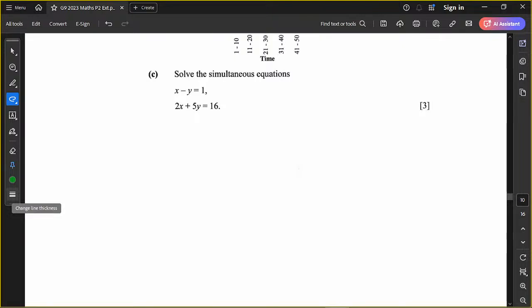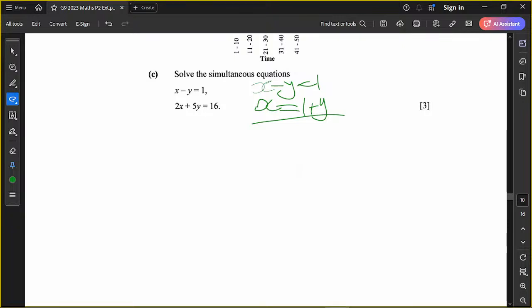I'm going to use the substitution method, so I'm going to substitute for x. Where do we start? We say x minus y is equal to 1. Then x is equal to 1, and y crosses the equal sign and becomes plus y. That means x is equal to 1 plus y. Now I've substituted for x.